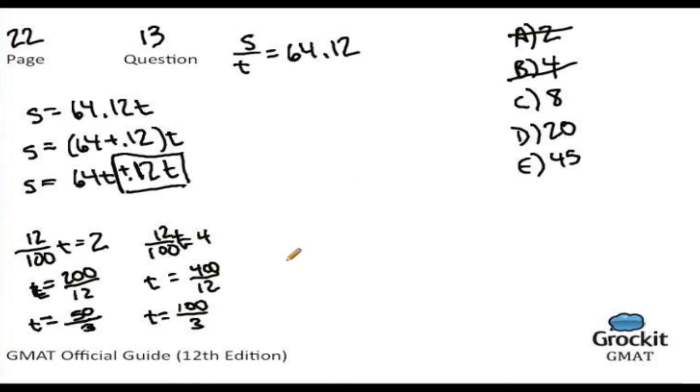Let's try the third one. Same beginning, 12/100ths t equals 8. So then this one is going to be t equals 800 divided by 12, and that ends up reducing. We divide both the numerator and denominator by 4 again, and we end up with t equals 200 divided by 3. Now you may have noticed a pattern here.